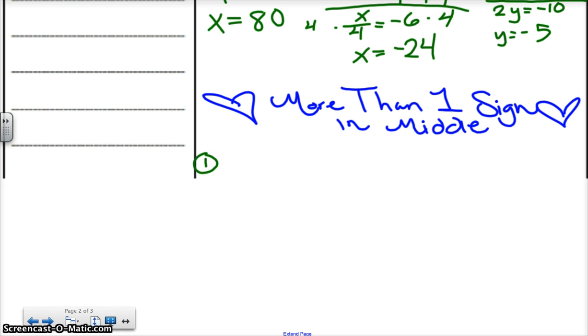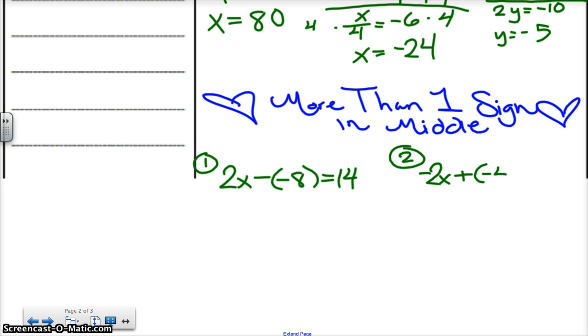Shoot, I might make a fraction here because I got to think off the top of my head. Okay, there's 1. There's 2 signs in the middle. See? 2 signs in the middle. Let me do another one over here before we solve that one.